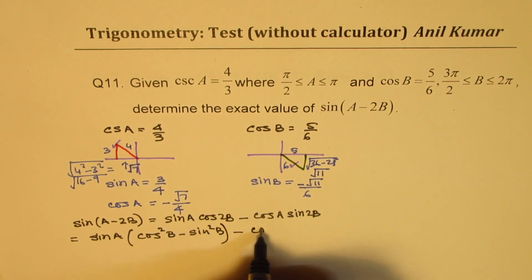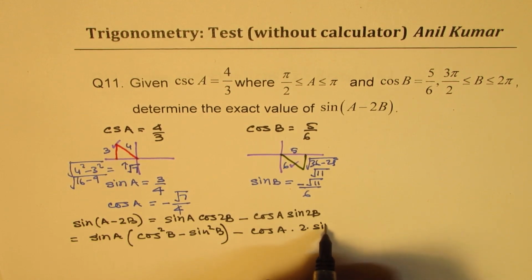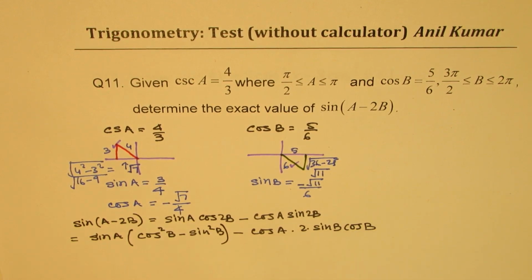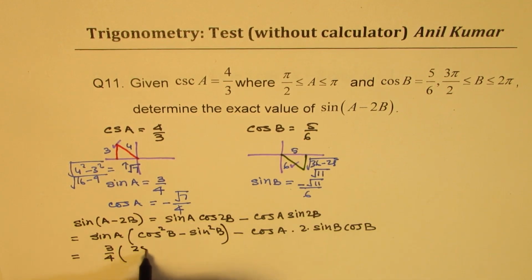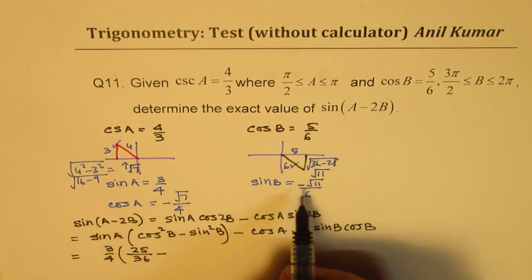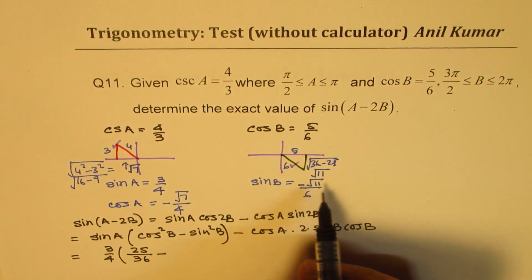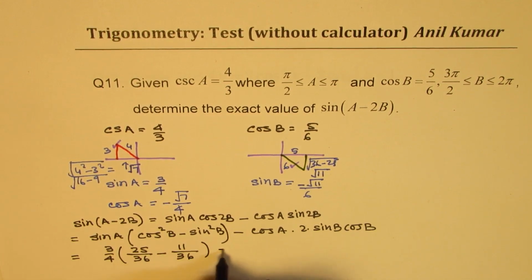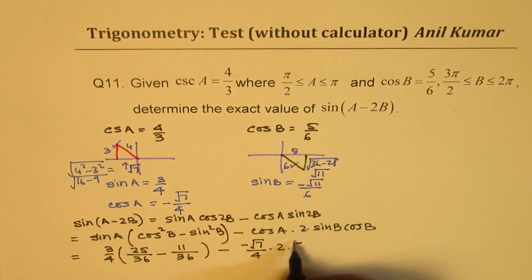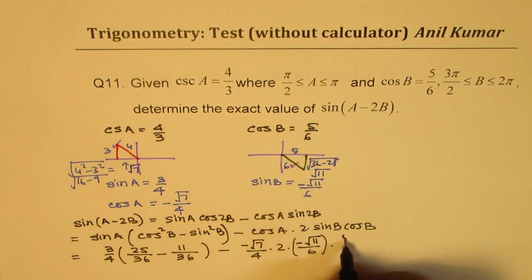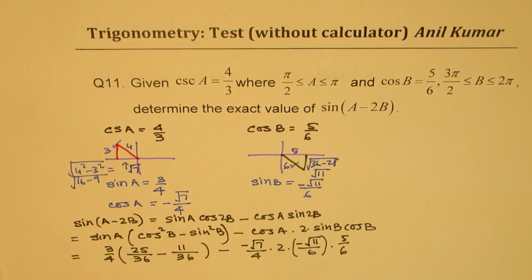Okay, here we have cos A. Sine 2B is 2 times sine B cos B. Perfect. So let's now substitute the values. Sine A is 3 over 4. Cos squared B, this value given to us, is 25 over 36, minus sine squared B. This is negative but becomes positive when you square it, right? So it becomes 11 over 36, minus cos A, which is minus square root 7 over 4, times 2 times sine B, which is again minus, so we'll write minus square root 11 over 6, times cos B, which is 5 over 6, correct? So these are the values to work with.